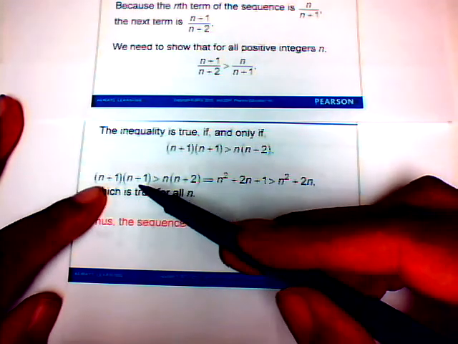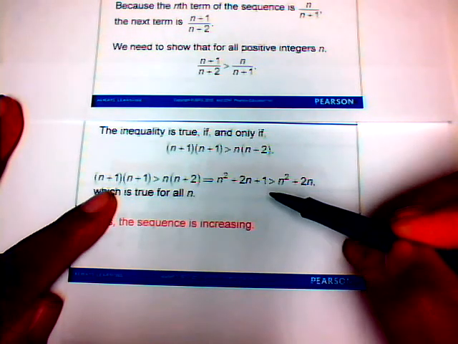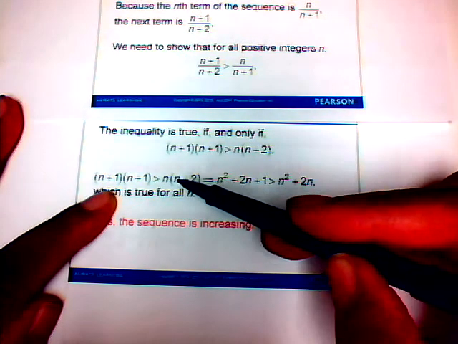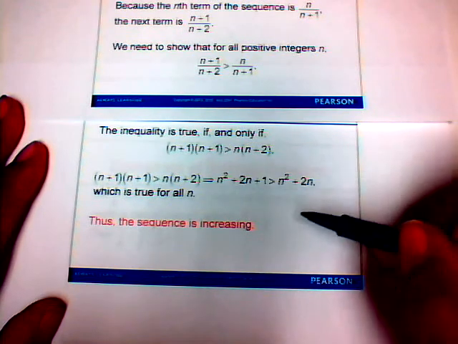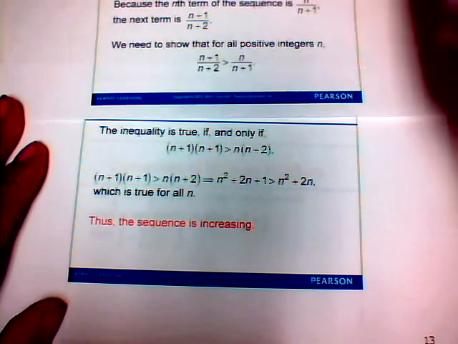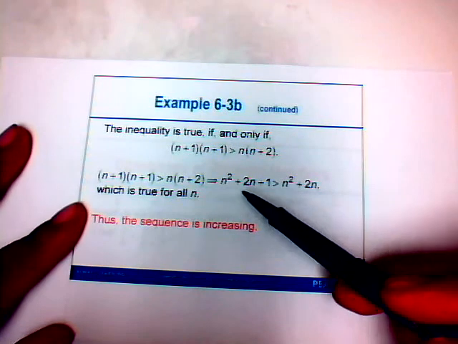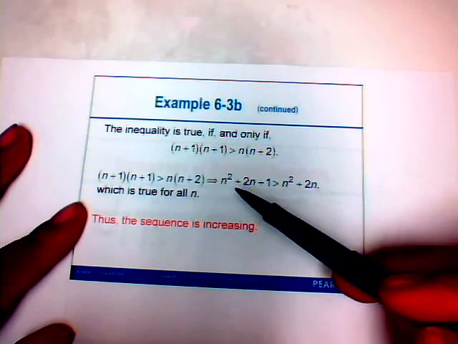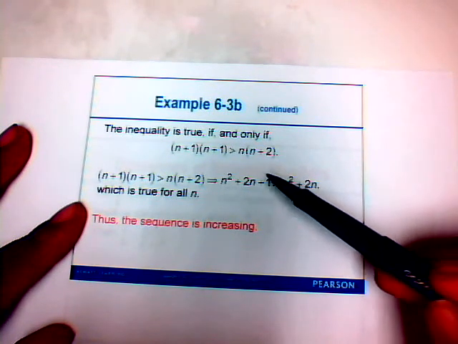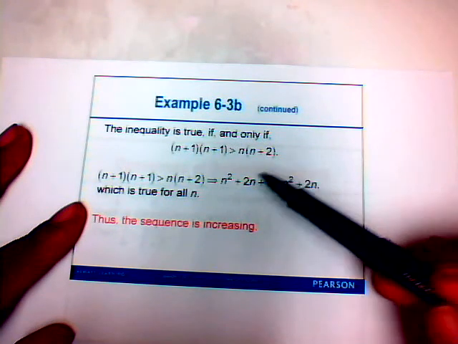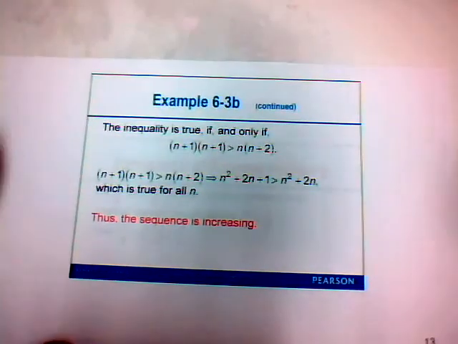Now take this and use the FOIL method. You're going to get n squared plus 2n plus 1 is greater than... the right side, you're going to use the distributive property. That will give you n squared plus 2n, which is of course going to be true for all n. So we can say that this sequence is increasing. If you look at the left side and the right side here, n squared plus 2n and n squared plus 2n, that's the same. But if you add 1, the left side is 1 more than the right side. And for all n, the left side is going to be 1 more than what's on the right side. So the sequence would be increasing.